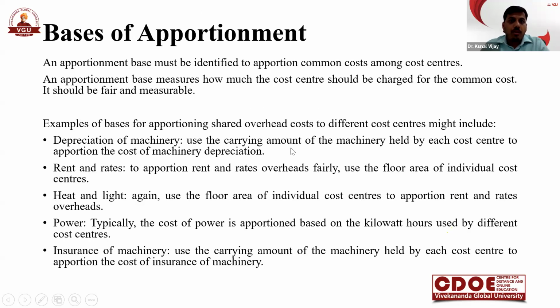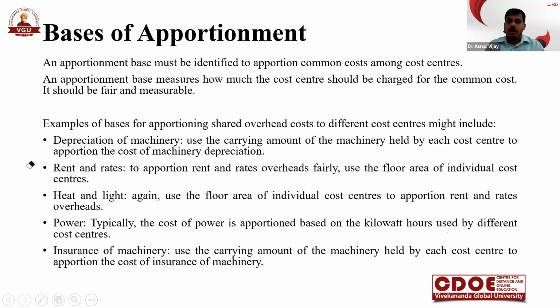Okay. Now, coming to the basis of apportionment. As I've told you, suppose there is a rent which is divided between production centers and service cost centers. But what was the basis of apportionment? So there are different bases of apportionment. So first one is suppose there is depreciation of machinery. So if we are charging any kind of depreciation, then we will use the carrying amount of machinery held by each cost center to apportion the cost of machinery depreciation.